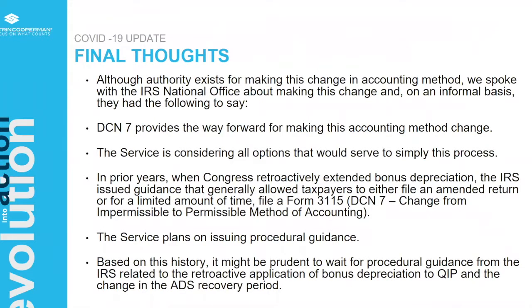Next slide. Although authority exists for making this change in accounting, we spoke to the IRS National Office about making this change, and on an informal basis, they had the following to say. The IRS confirmed for us that designated change number 7 provides the way forward for making this automatic accounting method change. The Service is considering all options that would serve to simplify this process. For example, having taxpayers take this deduction without having to file Form 3115, and perhaps eliminating some of the barriers for making this change contained in the revenue procedure.